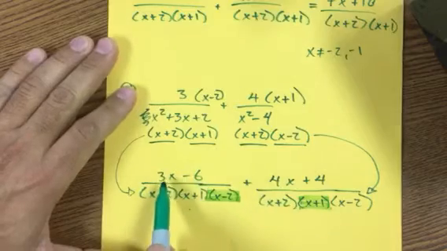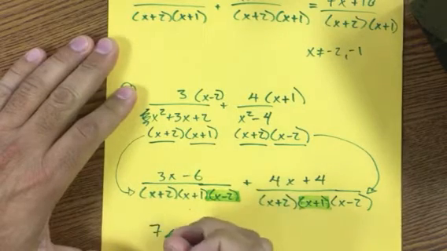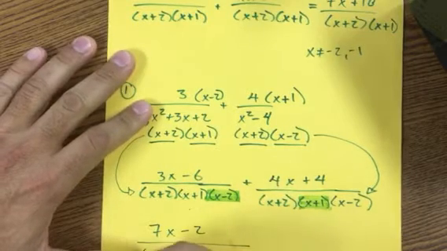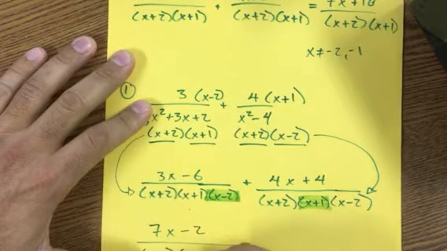Now I can combine my like terms. 3x plus 4x is 7x. -6 plus 4 is -2. And the denominator stays the same.